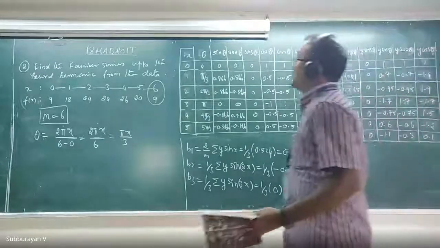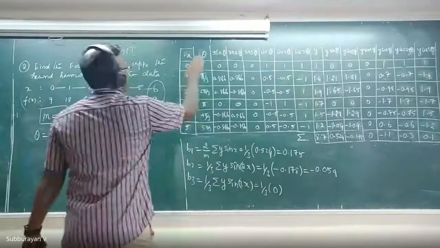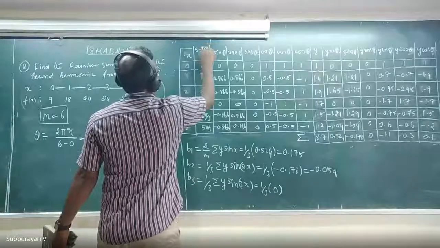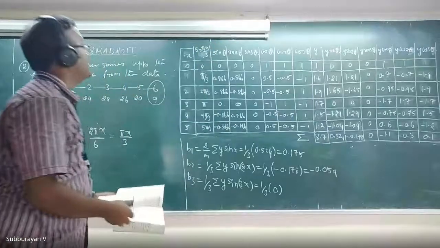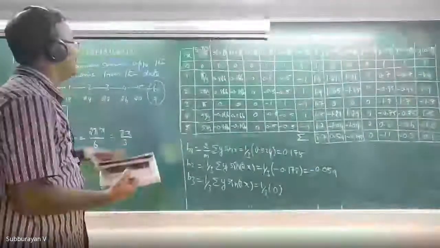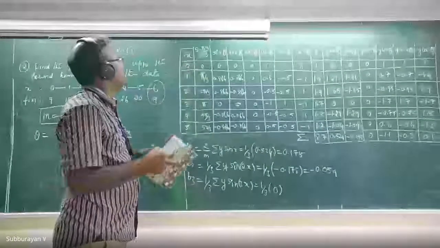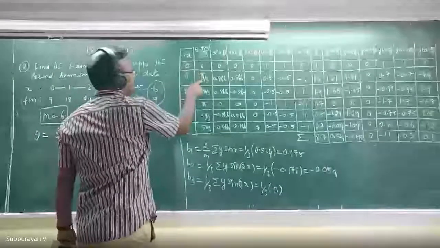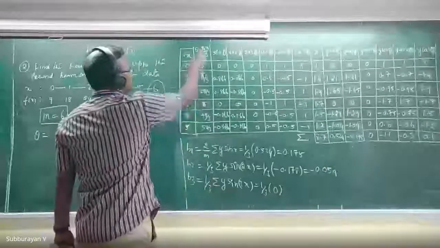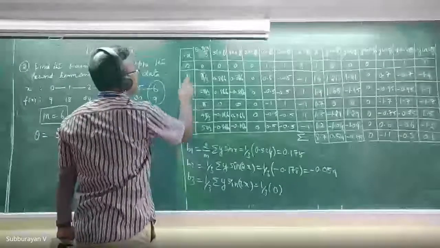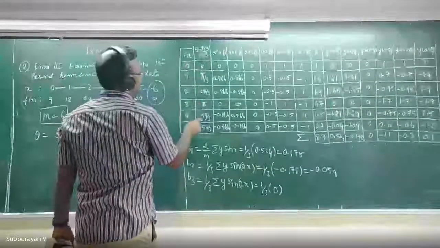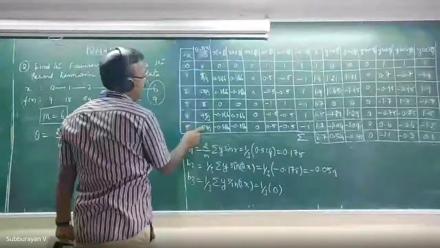Now, for x equal to 2, what is the formula for theta? Theta is pi x by 3. Therefore, for x equal to 0, theta is 0. For x equal to 1, theta is pi by 3. For x equal to 2, theta is 2 pi by 3. For x equal to 3, theta is pi. For x equal to 4, theta is 4 pi by 3. For x equal to 5, it is 5 pi by 3.